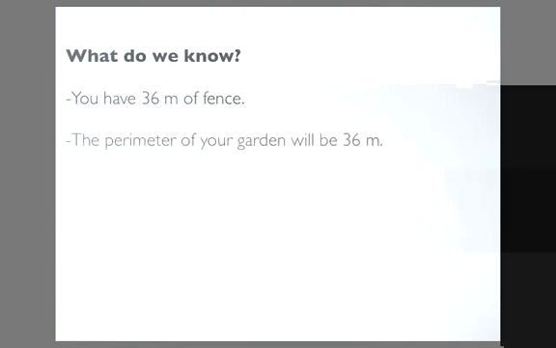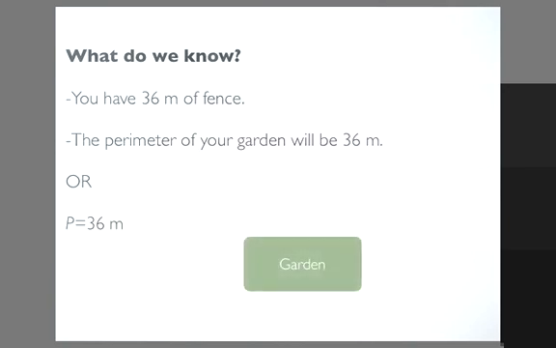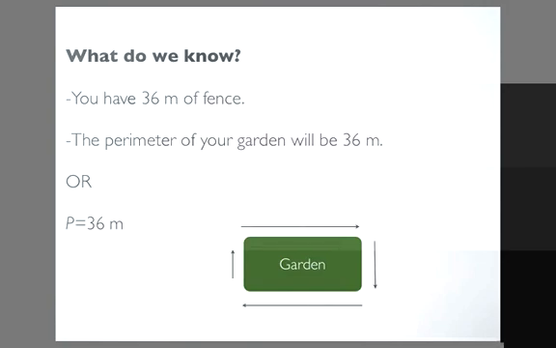So what do we know? We know that you have 36 meters of fence. The perimeter of your garden will be 36 meters then, or P equals 36 meters. We know that you need to make a rectangular garden. It'll have a width and a length. And the distance around, the width and length, must equal 36 meters.